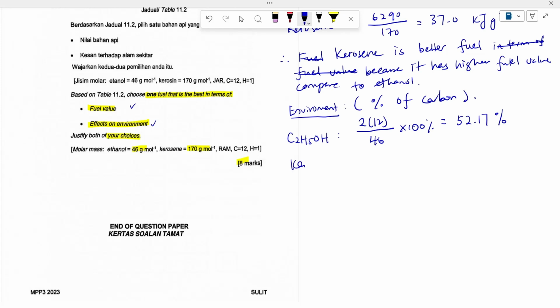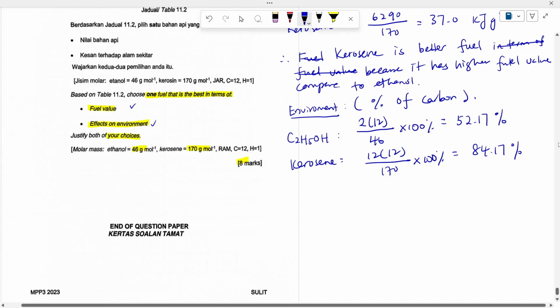Then for the kerosene, there are 12 carbons, so over the total 170, times 100%, so you get 84.17%. So in other words, we can say if the percentage of carbon in the fuel is lower, it is better for the environment, correct?